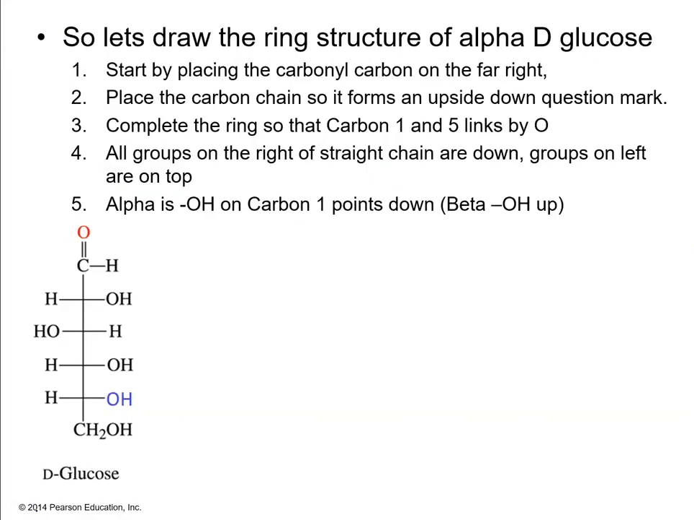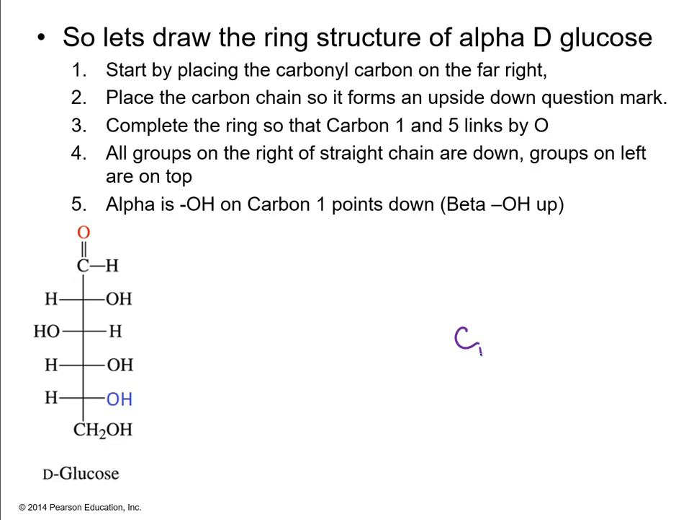Okay, so we'll do an alpha. So here's kind of like the steps, and I may have written this out a little bit differently than what you have on your PowerPoint, and I don't expect you to draw this. I just want you to see how they are done. The first way that I would always say is you start by putting the carbonyl carbon, that's the carbon with the double bond oxygen. In this case, it's carbon one. If it was a ketose, it'd be carbon two. But whichever one has the double bond oxygen, it always goes over here, on the far right side of the molecule. It's always your right point.